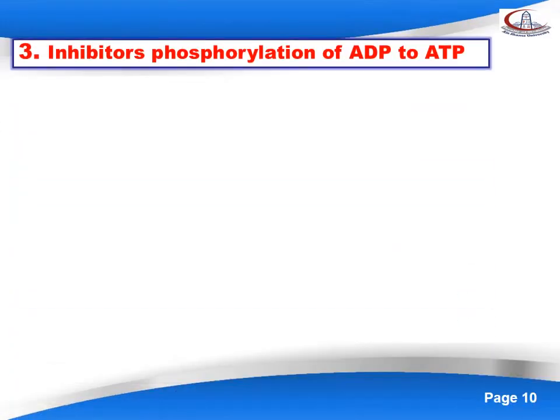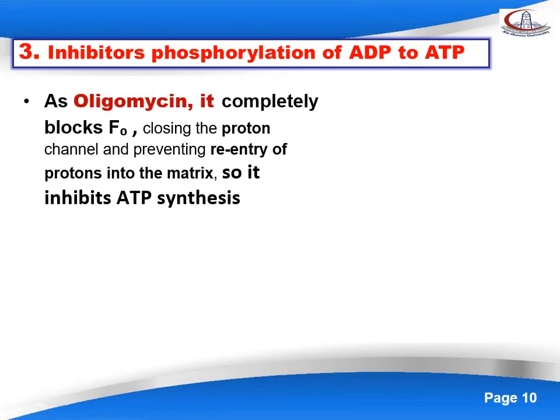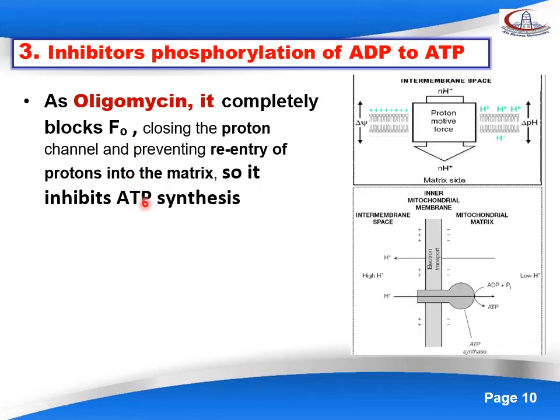Okay, to inhibit ATP production, I said there are 3 types. Number 1, uncouplers. Number 2, destroying the respiratory chain component complexes. Number 3, destroying complex 5, preventing phosphorylation of ADP into ATP. This is, for example, oligomycin. Oligomycin completely blocks F0, causing the proton channel to be completely closed and preventing proton re-entry. So it is inhibiting the synthesis of ATP.